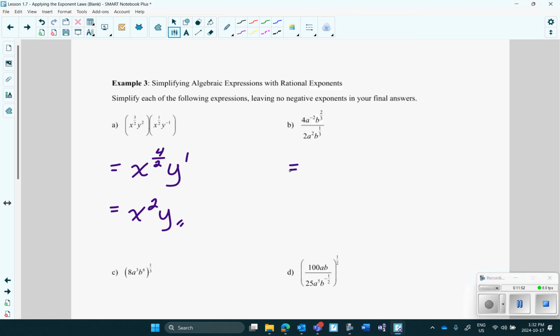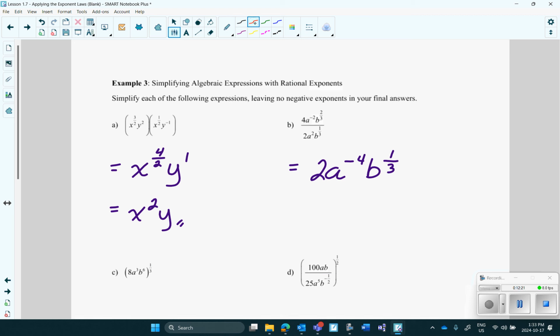Anybody want to tell me what it looks like when I do my division? Or just shout it out. 2. 2, 4 divided by 2 is 2. A to the negative 4, B to the 1 over 3. That's correct. But now we've got a negative exponent.